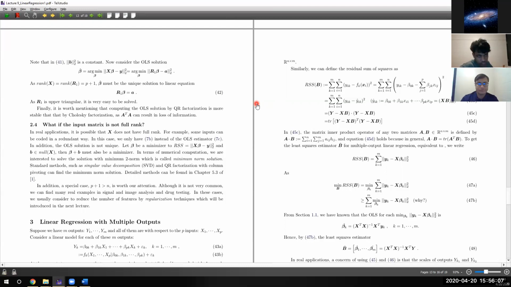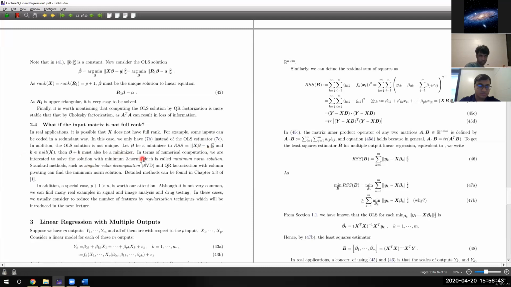And then a very short discussion about what if the matrix itself is not full rank. First of all, it's not good. Why? Because you're going to have a lot of solutions. Think about this. Suppose beta is a minimizer, and let b be in the null space of X. Then beta plus b must also be a minimizer. This is very simple, right? Because the null space of X means X times b equals 0. So consider beta plus b: you have X beta plus Xb, and Xb is 0. So of course any beta plus b must be a minimizer.